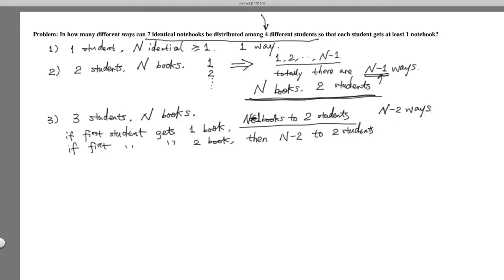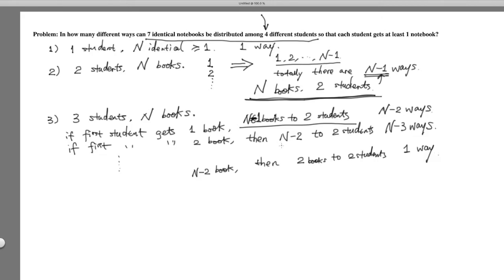And this, again, by using the result in case 2, we have n minus 3 ways. And similarly, if the student gets n minus 2 books, then the remaining 2 books go to the other two students. There's only one way.